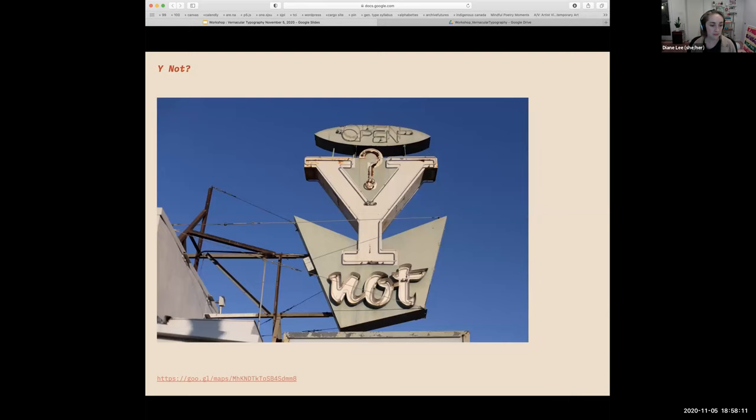So we're rounding the corner now. If you're familiar with the area, or if you were to track these on the map, just a quick note to say that if you want to explore a little bit more, these links at the bottom of the slide will take you to a Google Street View location where you can look at the sign and see it in the context of the street.